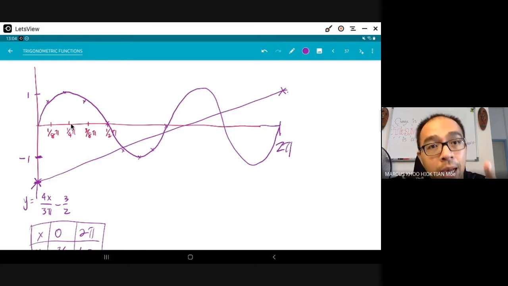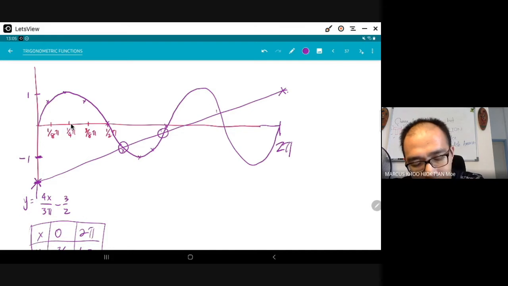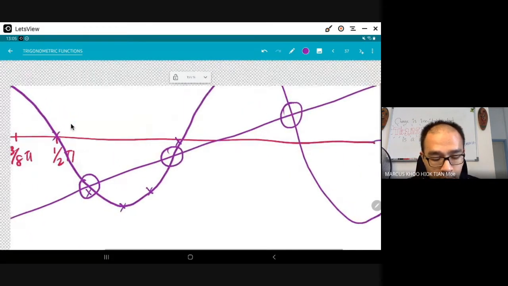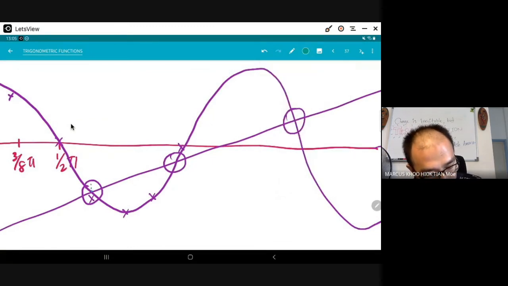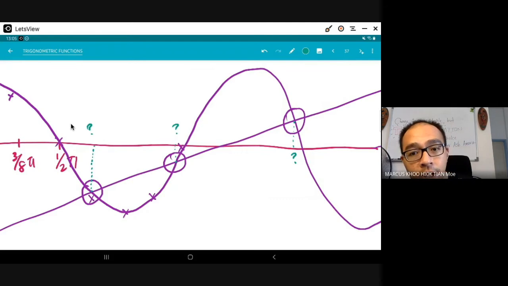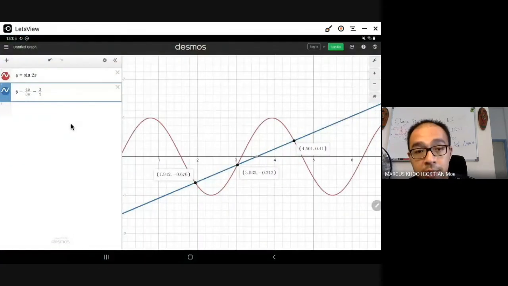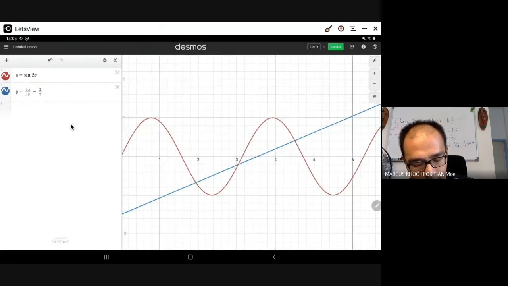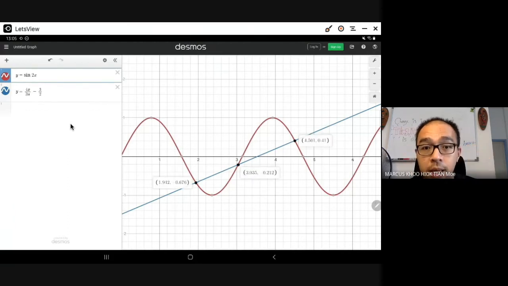But this time, instead of identifying the number of solutions, once you have circled these, you find the value of x over here. What is this value, this value, and this value? When you find the value of x, you can write it in decimal places, like in Desmos: 1.942, 3.035, and 4.501. Or you can write it in terms of pi, or in degrees.